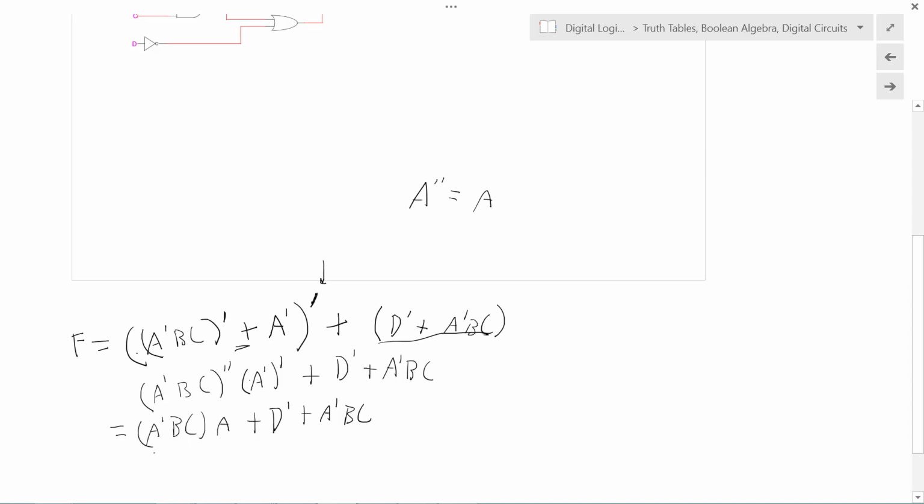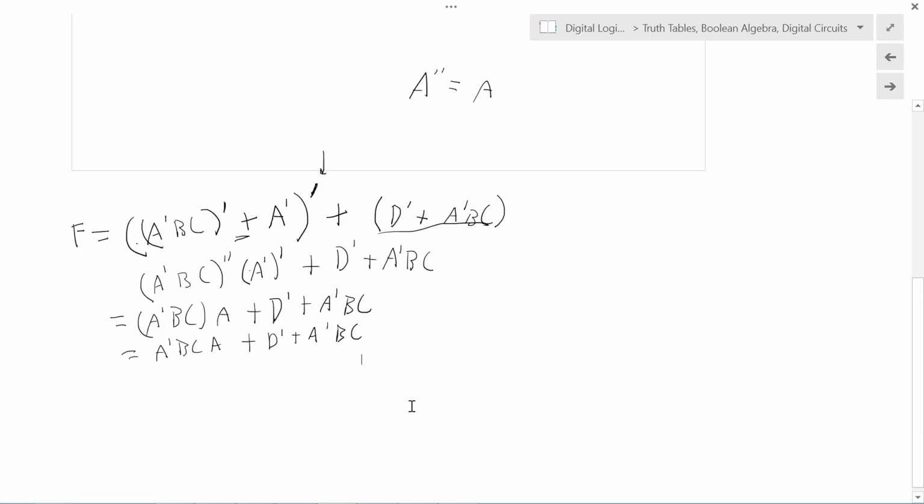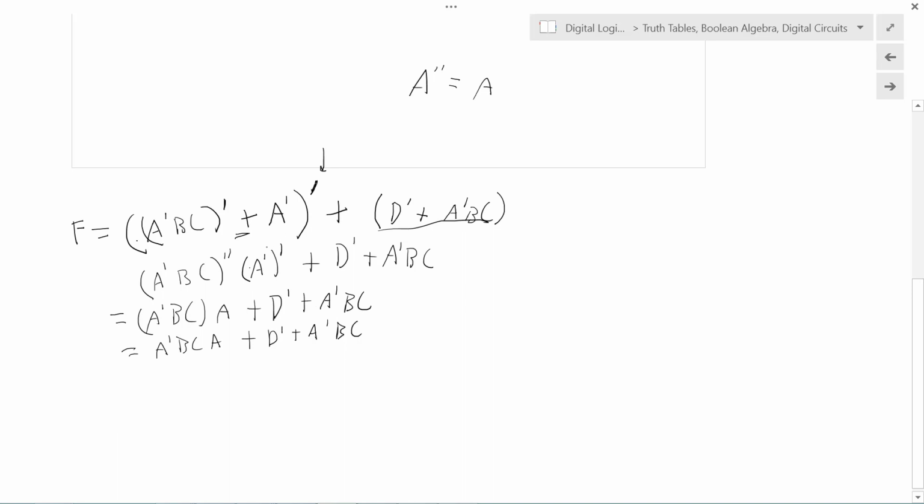Now here's something interesting. This is equal to A prime, B, C, A, or D prime, or A prime, B, C. This equation has a term where A prime is ANDed with A. A prime ANDed with A is equal to 0. A prime A equals 0.